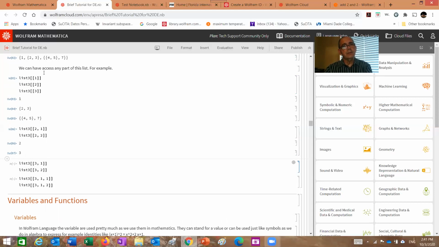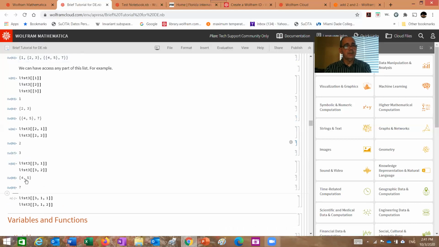Now, if you enter list 3, double bracket 3, 1, it is going to go to the last element of that list, and then the 1 means the first element of that list, which is a list formed by 4 and 5. And when you put 3, 2 here, it means that it's going to return the 7, which is the second element. Let's do it to check that this is the result. You see, the first element is 4, 5, the second element is 7.